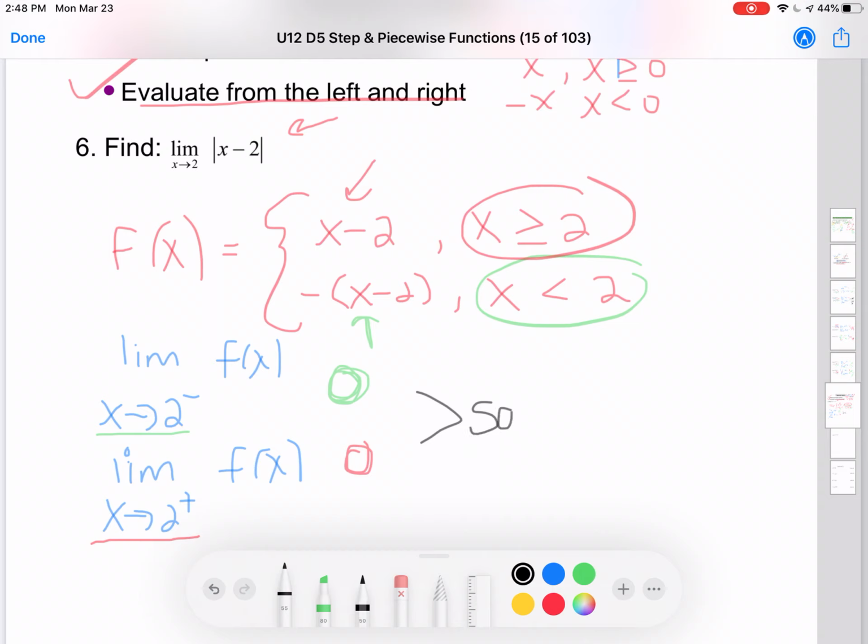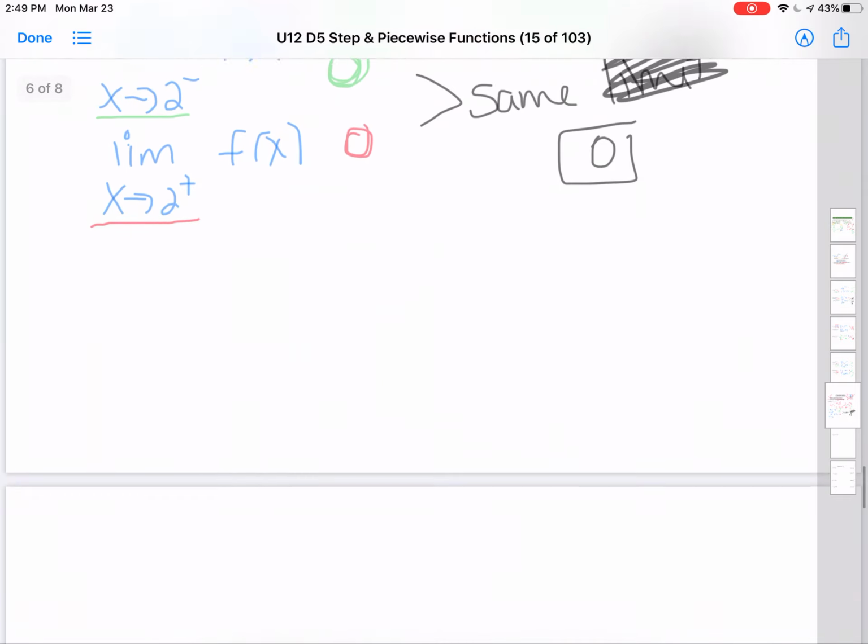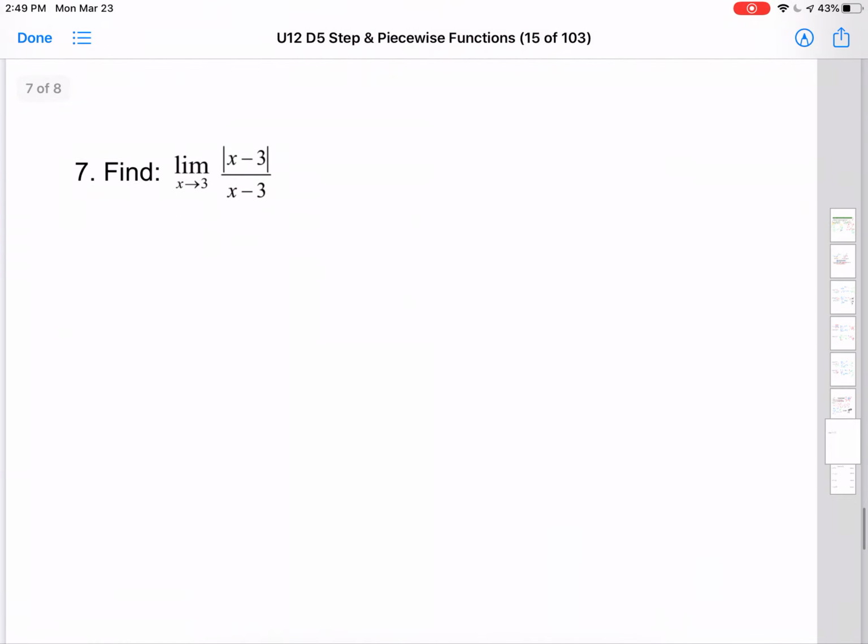Because these guys are the same, the limit does exist. So the limit is 0. And if you think about it logically, isn't this always going to happen with an absolute value function? If it's just a normal absolute value function, right, and it's shifted over, that's always going to happen. But we're going to do some tougher ones where it's not just a regular absolute value function. All right, so let's try 7.